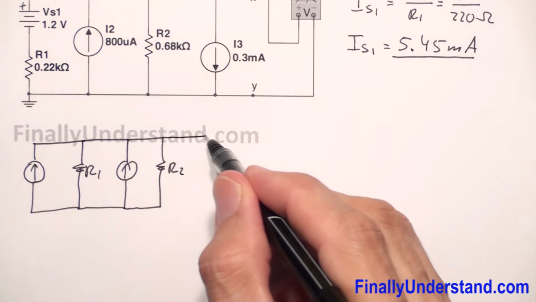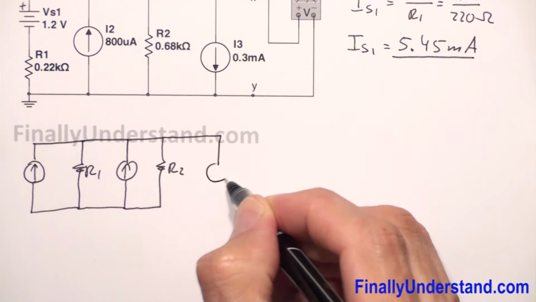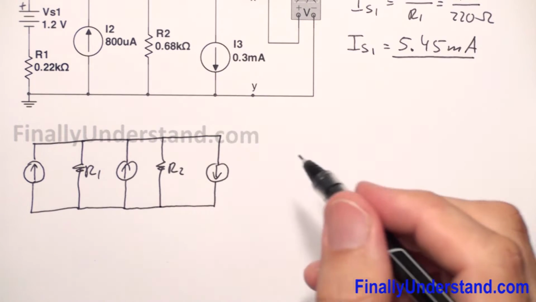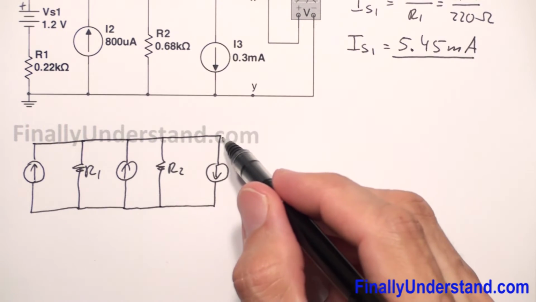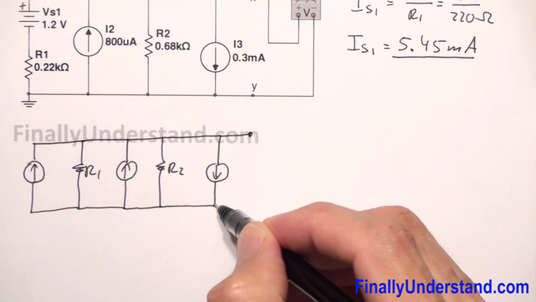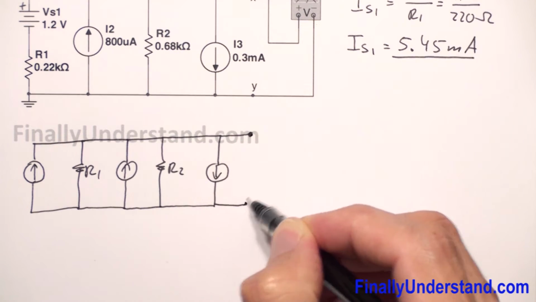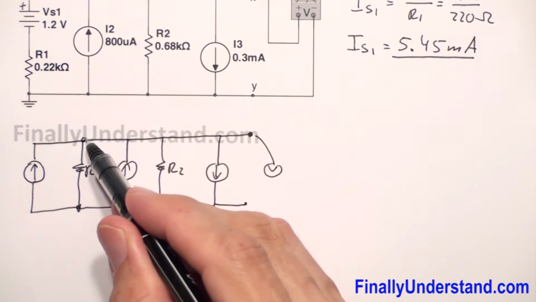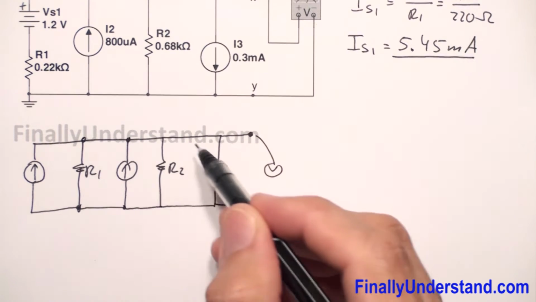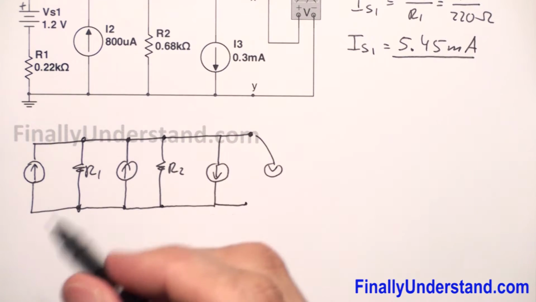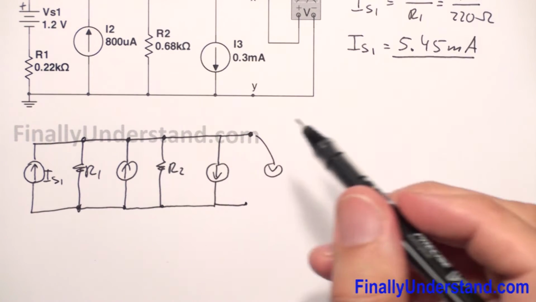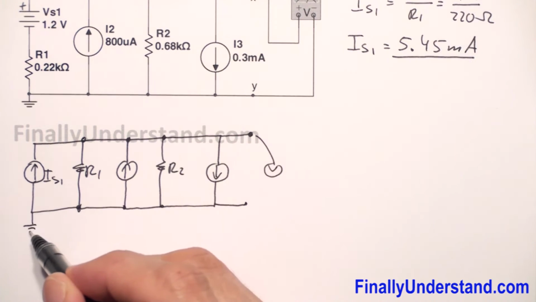and now we have I3, and we have the terminals XY, and of course voltmeter over here. Okay, so let's take a look at what we got over here. This is I source 1. Now this is my ground.